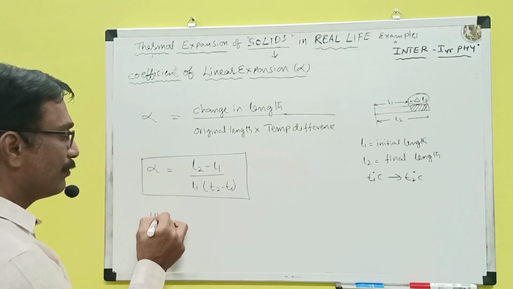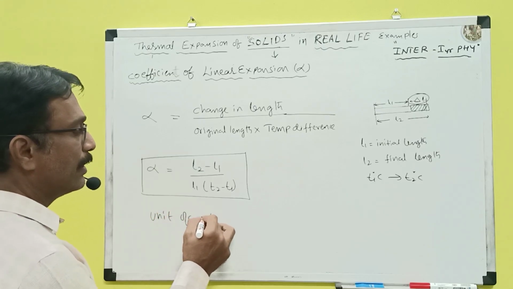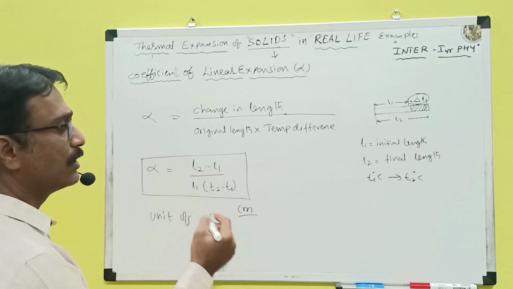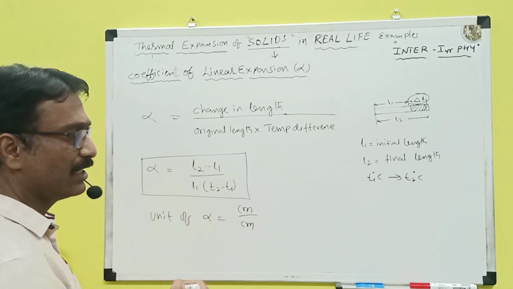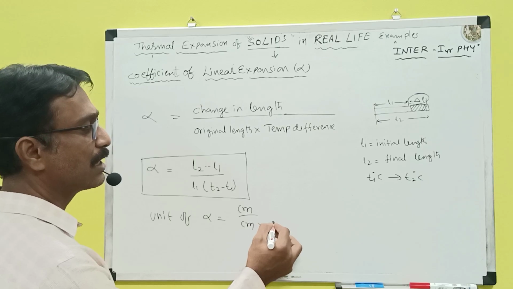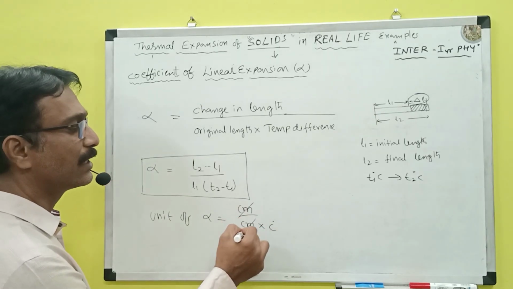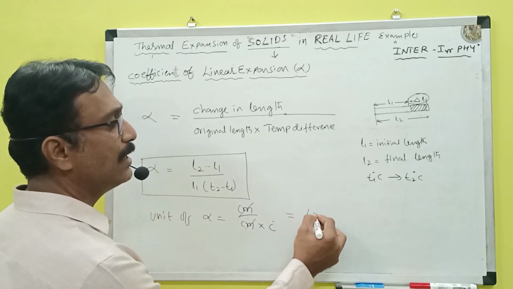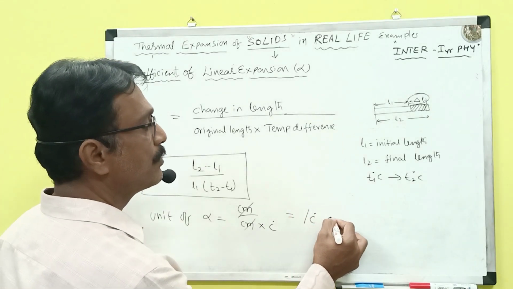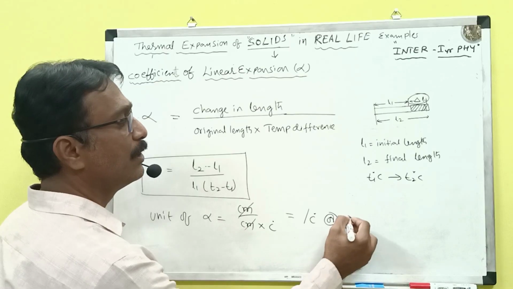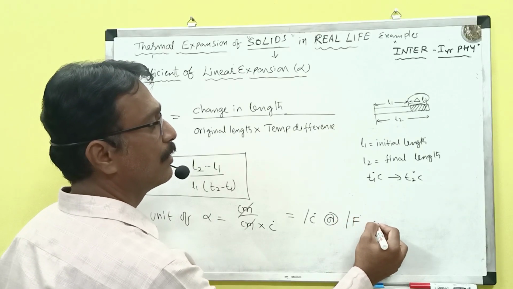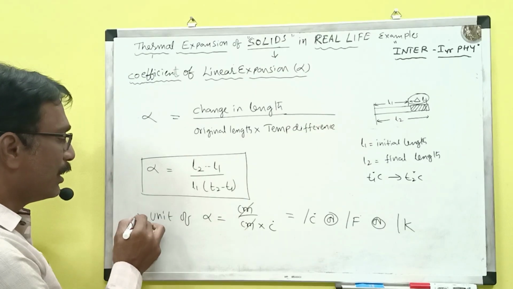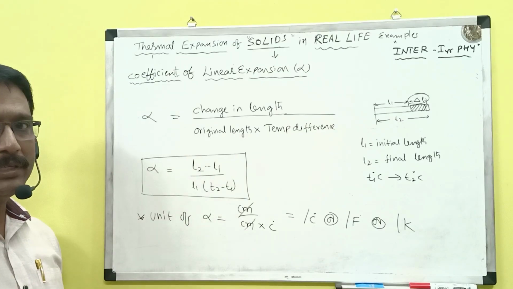And the unit of alpha is change in length, in centimeters, by original length, in centimeters, and the temperature difference is in degrees Celsius. So centimeter gets cancelled. What we have is 1 by centigrade, meaning per degree Celsius. Or sometimes if it is Fahrenheit degrees, we can write per Fahrenheit. Or else sometimes per Kelvin also we can write. So this is the unit of the coefficient of linear expansion.